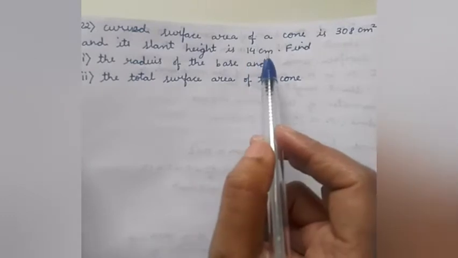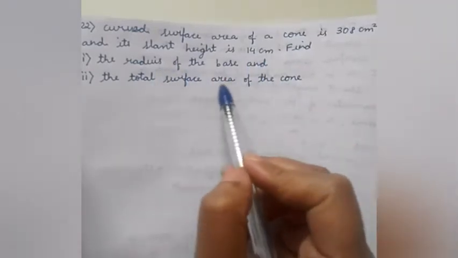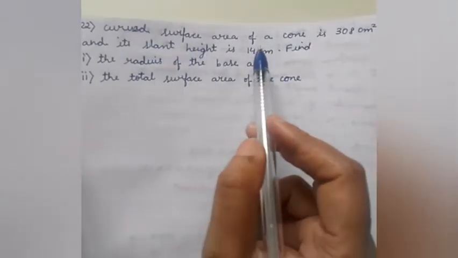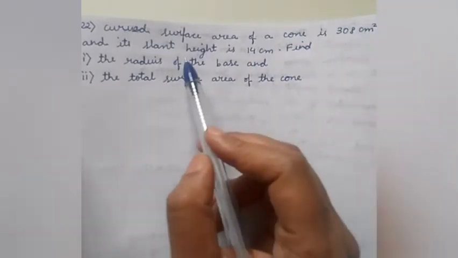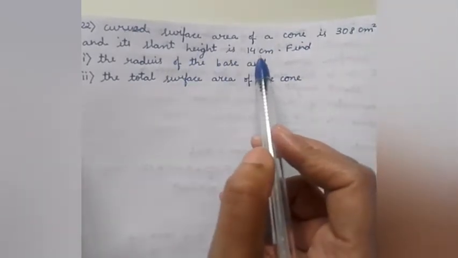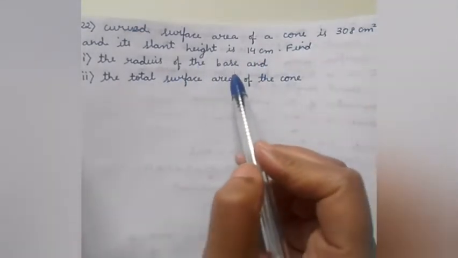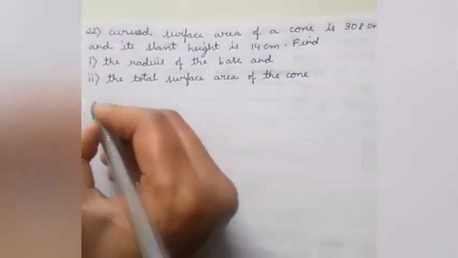Now question 22 given, curved surface area of a cone is 308 centimeter square and its slant height is 14 centimeter. Find the radius of the base and total surface area of the cone. So here it is given that the curved surface area of the cone is 308 centimeter square and the slant height L is given, which is equal to 14 centimeter. We are asked to find the radius of the base and total surface area of the cone.